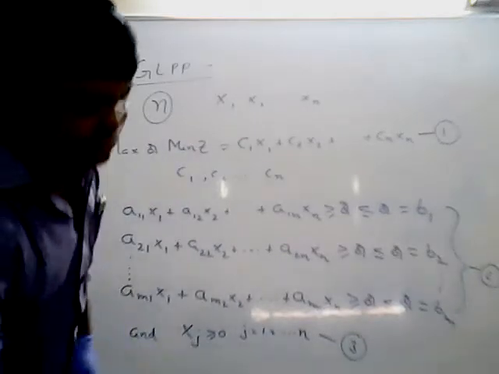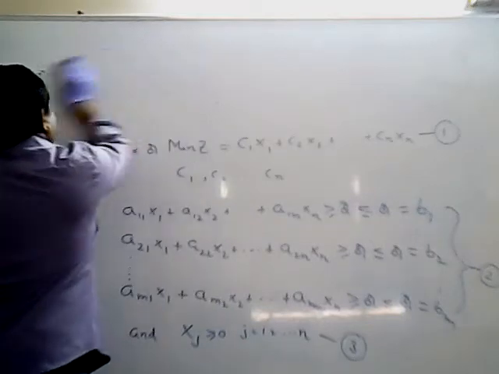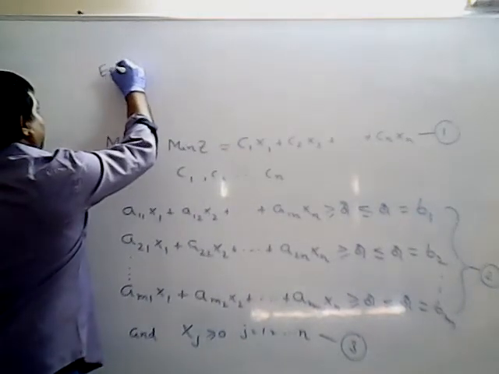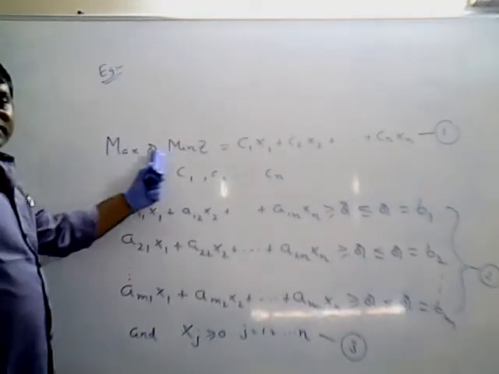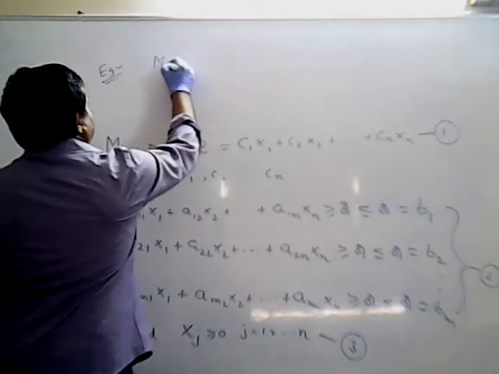So LPP means what? An objective function. Okay, so I will write one example. Objective function may be maximization or minimization. You can take any one. So I will take maximum. Maximum z equal to.